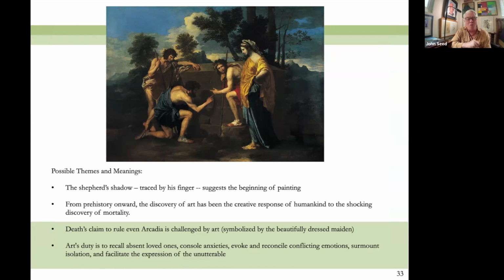From prehistory onward, the discovery of art has been our response to the discovery of mortality. And death's claim to rule Arcadia, at least in this one interpretation that I found, is challenged by the symbolism of the young woman. So it's another painting to be read and studied and argued about. And as I like to say, paintings don't come with instruction manuals. So we'll all have to discuss later what we think Poussin was trying to say.